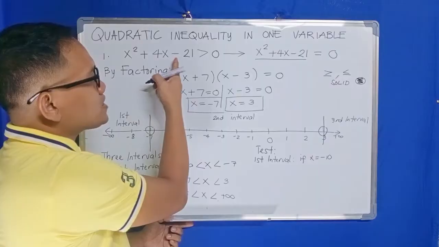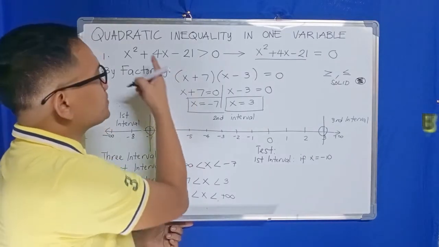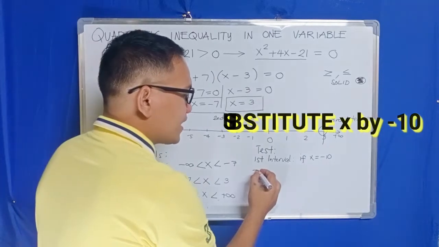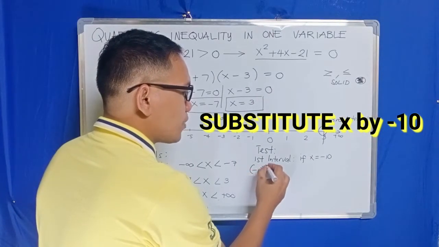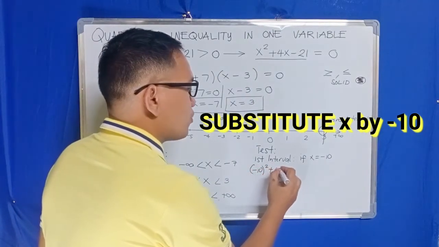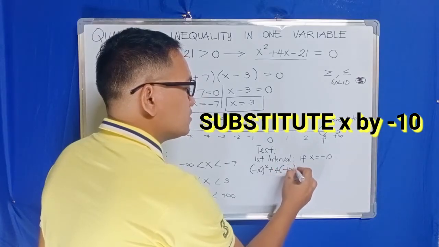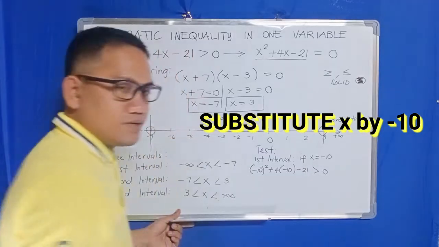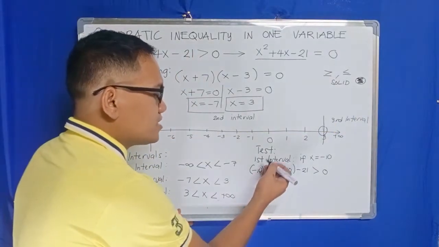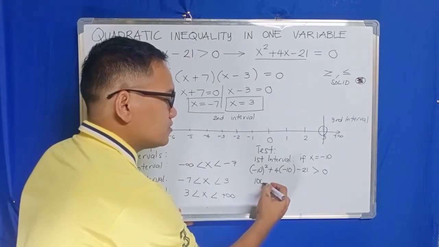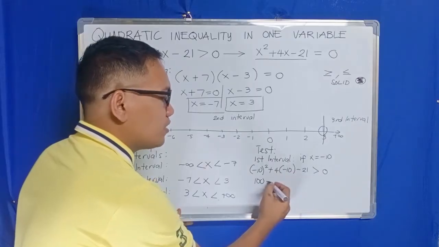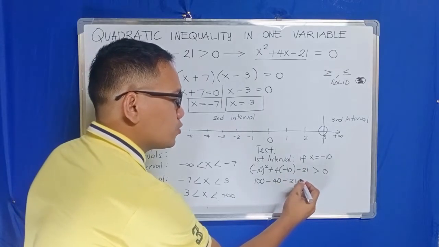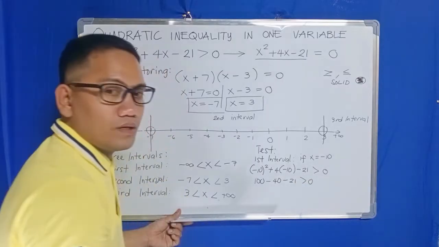x squared plus 4x minus 21 is greater than 0. So substitute all x by negative 10. This means we will have negative 10 squared plus 4 times negative 10 minus 21 greater than 0. So here, we have negative 10 squared, which is 100. 4 times negative 10 is negative 40. And copy minus 21 greater than 0.